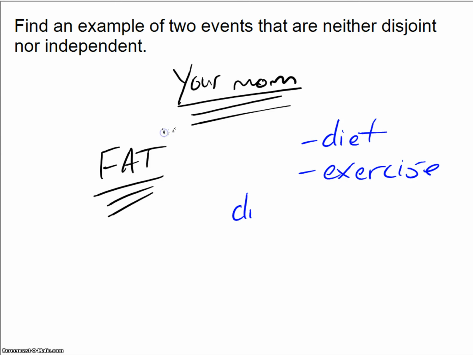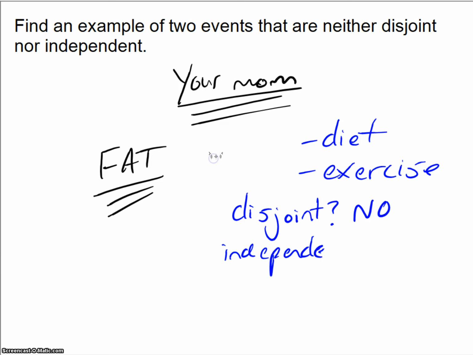Well, are they disjoint? In other words, could you not do one and the other at the same time? The answer is no. Because, in fact, you're supposed to do them at the same time. You can do both diet and exercise at the same time, no problem. Okay, so it is not disjoint. But is it independent? Okay, and so here's the confusion here, right? Many people assume that if an event or a pair of events are disjoint, then they have to be independent. But I would argue that they're not independent.